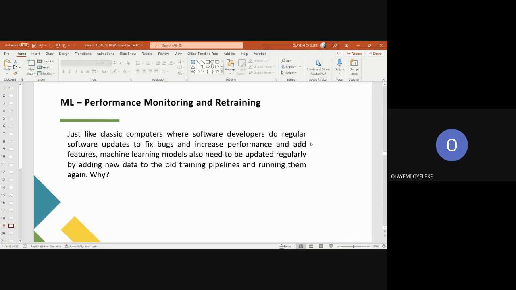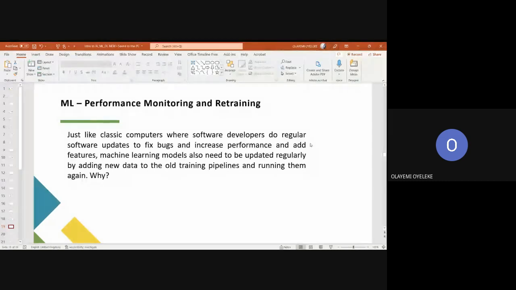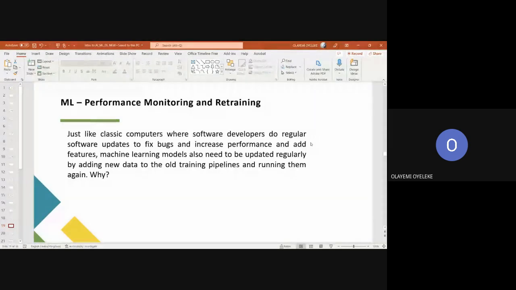Then there's a question, why? I don't know how many times you've updated your WhatsApp this year, but I'm quite sure you've updated it several times. Even WhatsApp themselves will ask you to go and update it, otherwise some features will not be available for you.